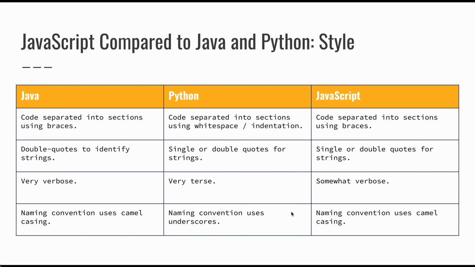In Java, we use camel casing, and we typically use that in JavaScript. JavaScript itself is camel cased, if you think about that. So in Python, we tend to use underscores.